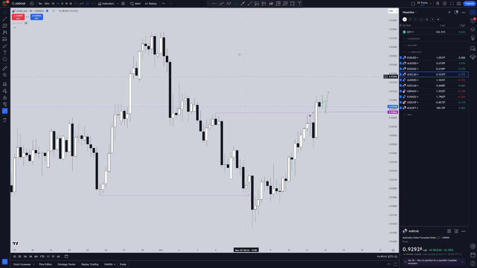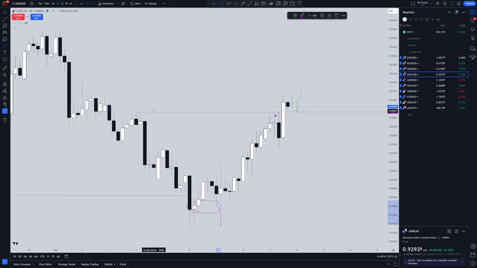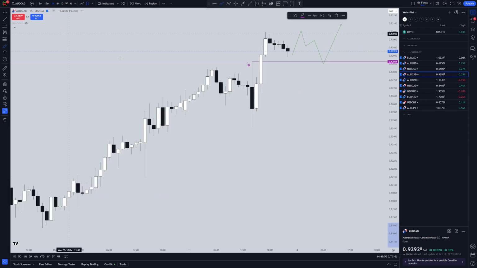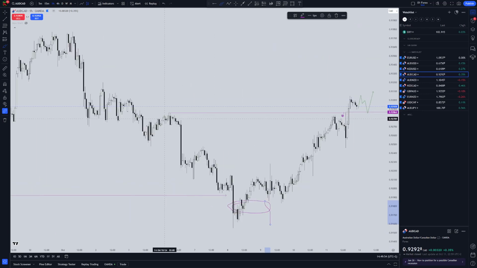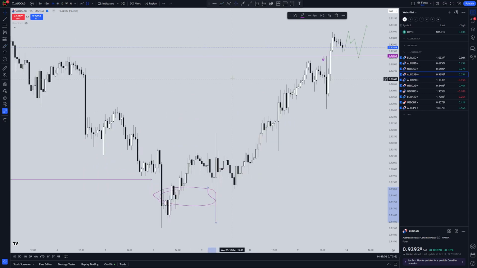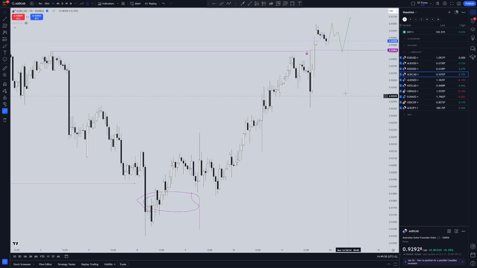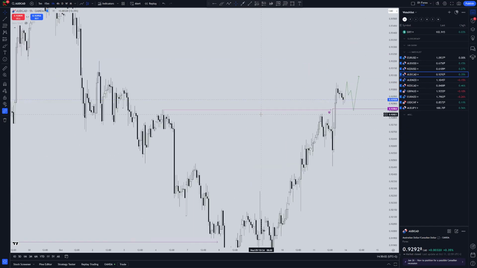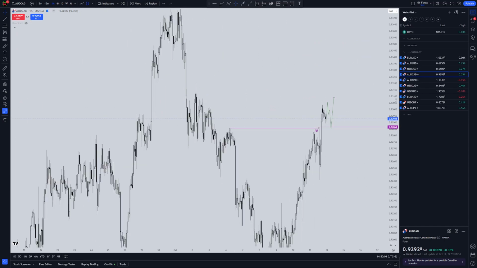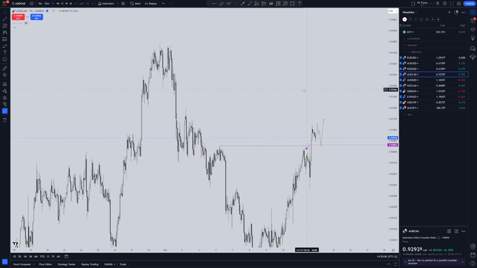Then price failed to continue short in this area, instead turned around and now even broke the next smaller area of interest here on the lower time frame. What I'm looking at the moment, it seems that Australian dollar is stronger than the Canadian dollar, and from the price action, I'm not surprised if we continue with the bullish momentum next week.